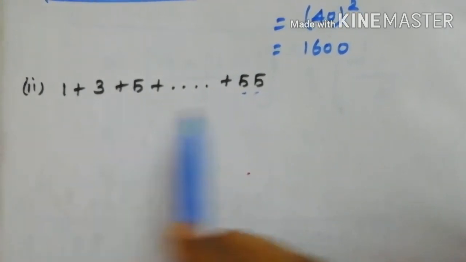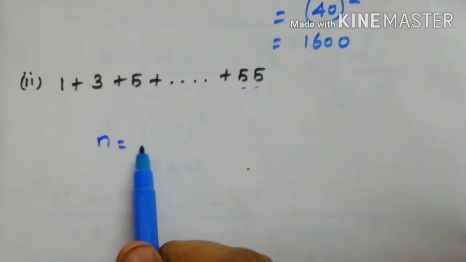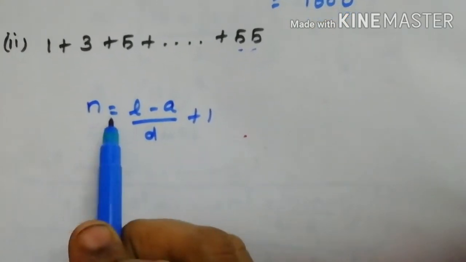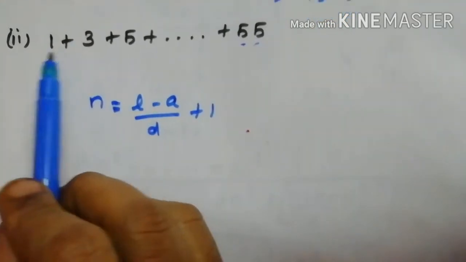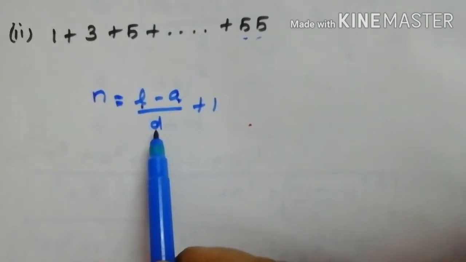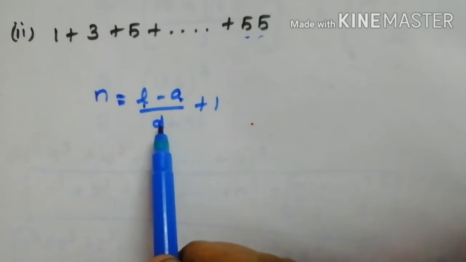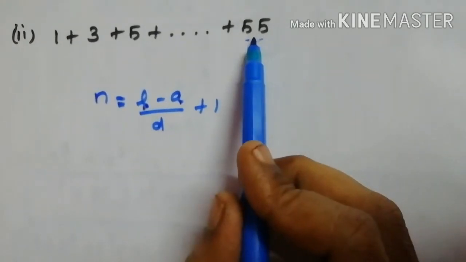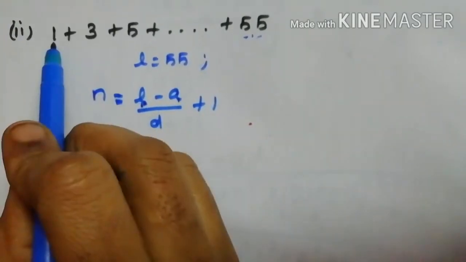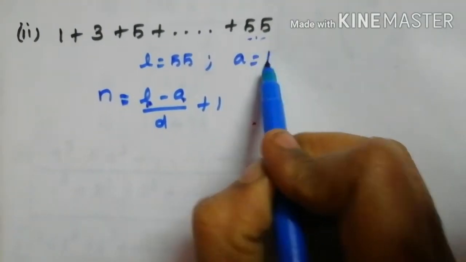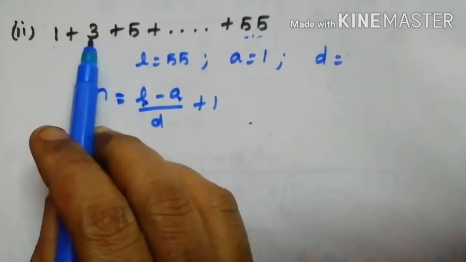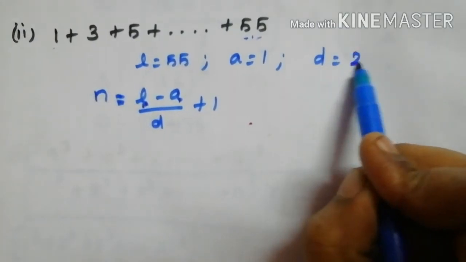So we are going to find n. The formula for n is equal to (L minus a) by d, plus 1. Here L is the last term, a is the first term, and d is the difference between the two terms. What is the last term here? L is equal to 55. a is the first term, that is 1. d is the difference between the two terms, that is 3 minus 1, 5 minus 3, that is 2.